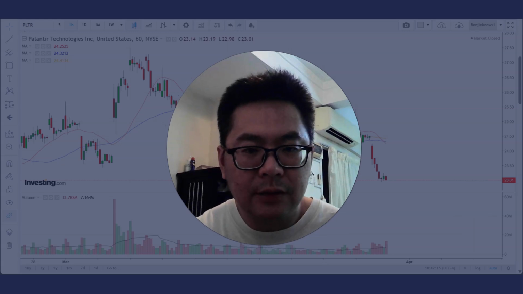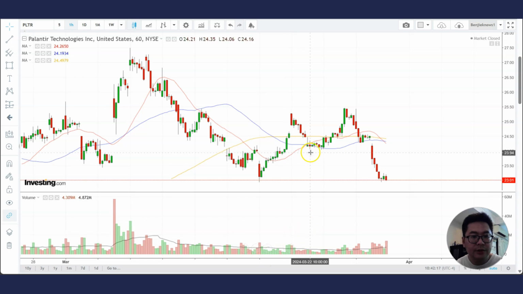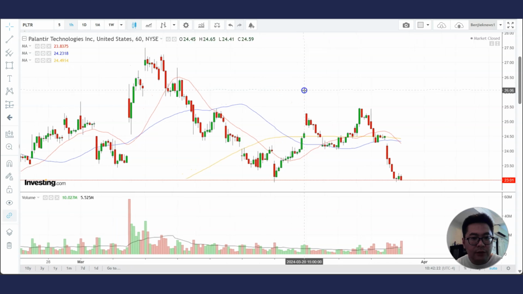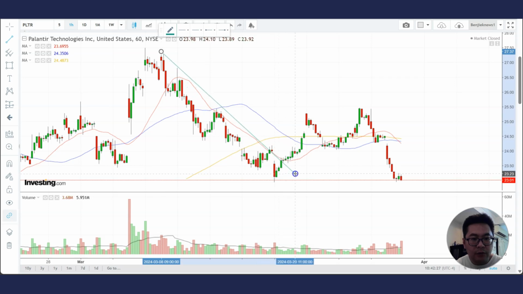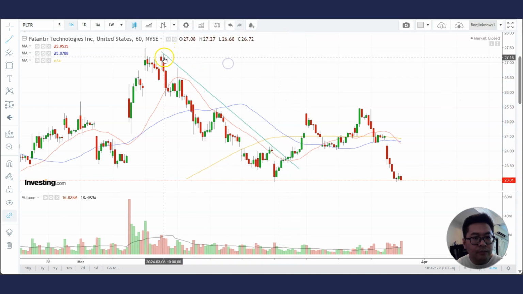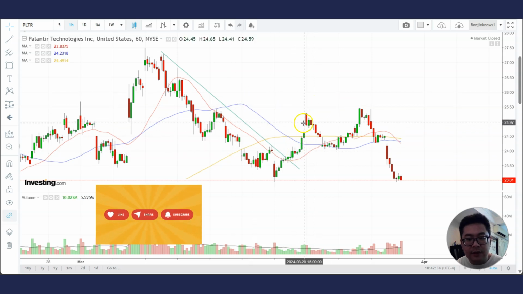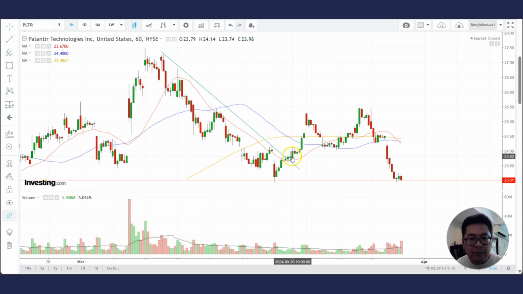Today let's take a look at Palantir Technologies. Alright, we're going to start off with the 60-minute chart. An interesting thing: first of all, this stock wasn't able to start a new 60-minute downtrend line. It wasn't able to start a 60-minute uptrend. It broke above a 60-minute uptrend line, went above the 20 MA and 50 MA, but it was not able to move higher. As you can see, it dropped back down and then just collapsed from there.